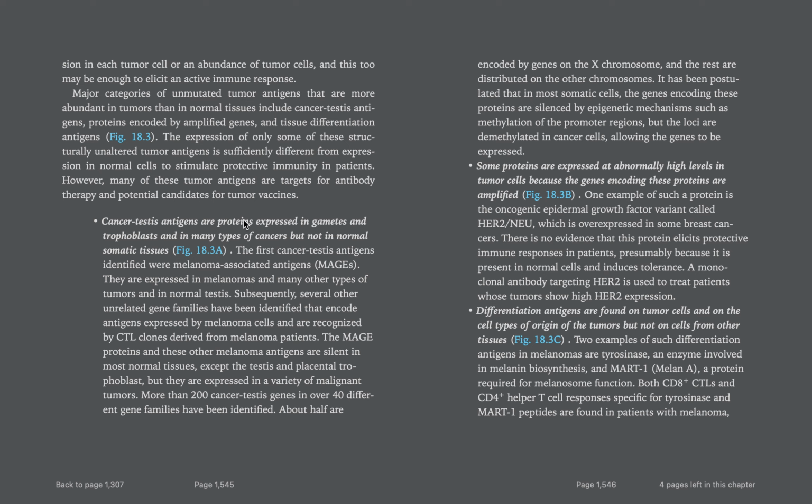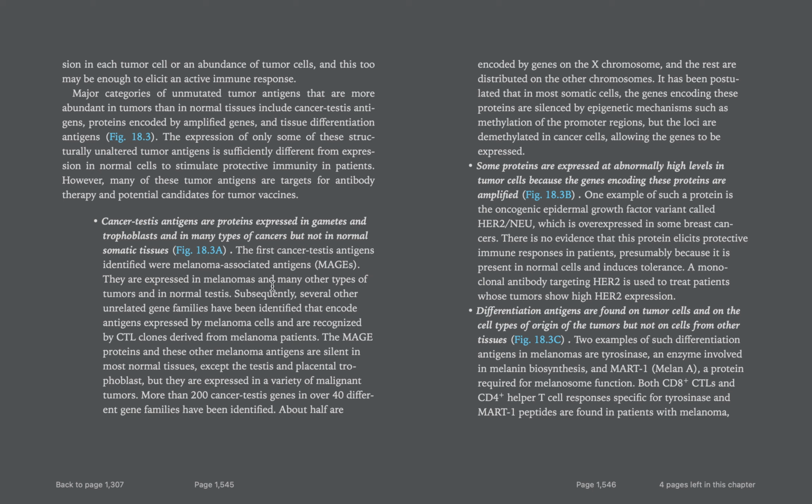Cancer testis antigens are proteins expressed in gametes and trophoblasts and in many types of cancer but not in normal somatic tissue. The first cancer testis antigens identified were melanoma-associated antigens. They are expressed in melanomas and many other types of tumors and in normal testes. Subsequently, several other unrelated gene families have been identified that encode antigens expressed by melanoma cells and are recognized by cytotoxic T lymphocyte clones derived from melanoma patients.